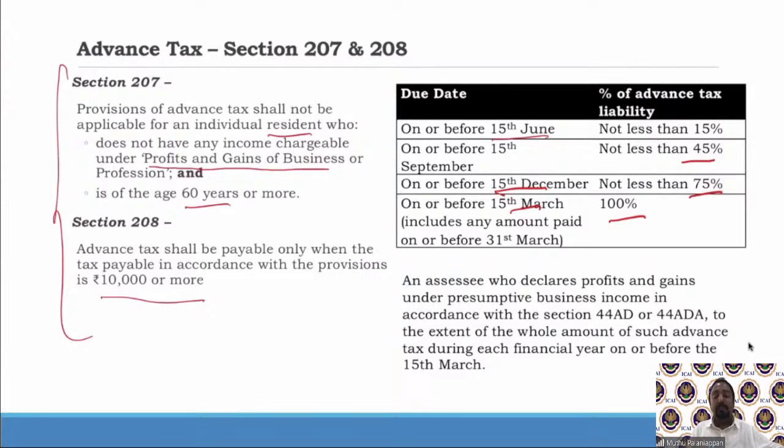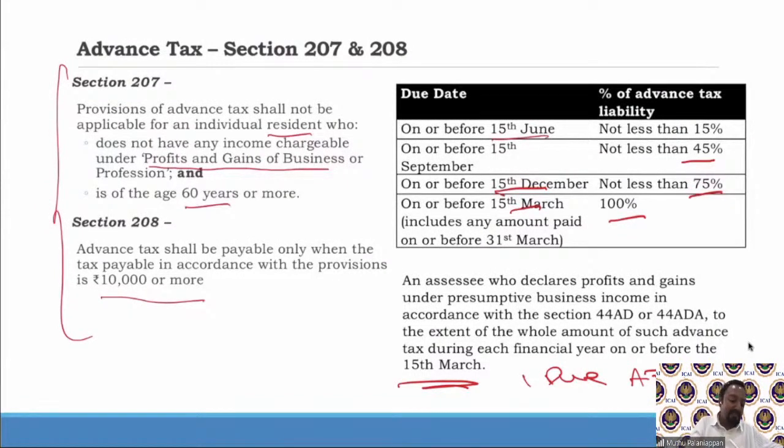If you are following presumptive taxation under 44AD or 44ADA, you have only one due date for advance tax. It is only 15th March. So there is no June, September, December due date. Others pay 15, 45, 75, and 100, but under presumptive taxation, you directly need to pay 100% before 15th March.